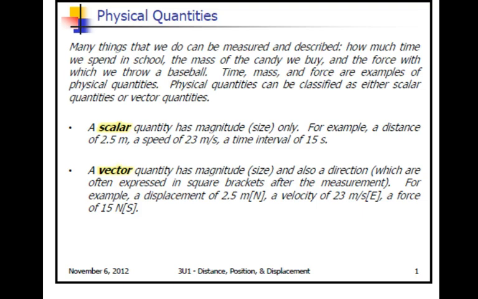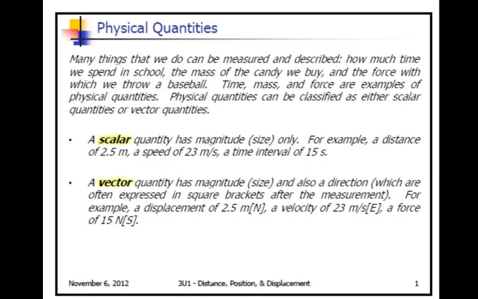So you can measure a number of different things. Some of these things do not have direction, and some do. And we have words to describe those. Something that does not have a direction is called a scalar measurement or a scalar quantity, and something that has a direction is called a vector quantity or a vector measurement.